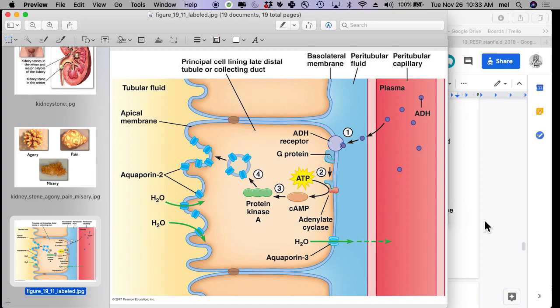Yeah? It's cool, right? I'm not going to test you over this portion, but I am going to say that in the absence of ADH, water will not follow sodium at the distal convoluted tubule because aquaporins are not present. Yeah? Go ahead.